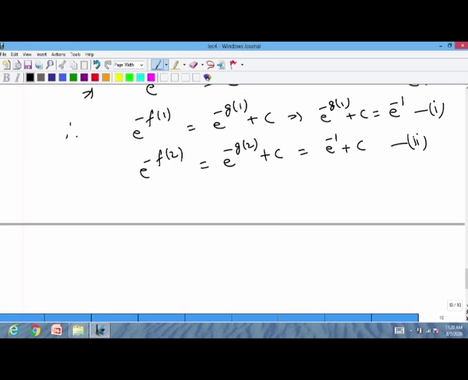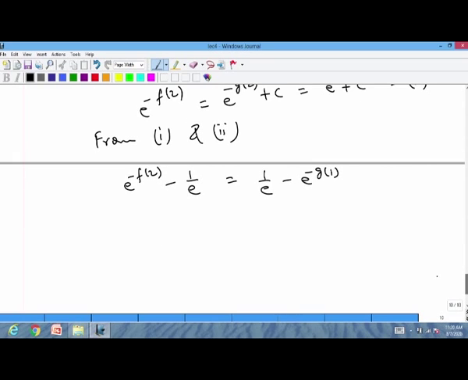So, from 1 and 2, we have c is e to the minus f of 2 minus 1 by e from 2. This is equal to 1 by e minus e to the minus g of 1. So, this implies e to the power minus f of 2 plus e to the power minus g of 1 is equal to 2 by e.